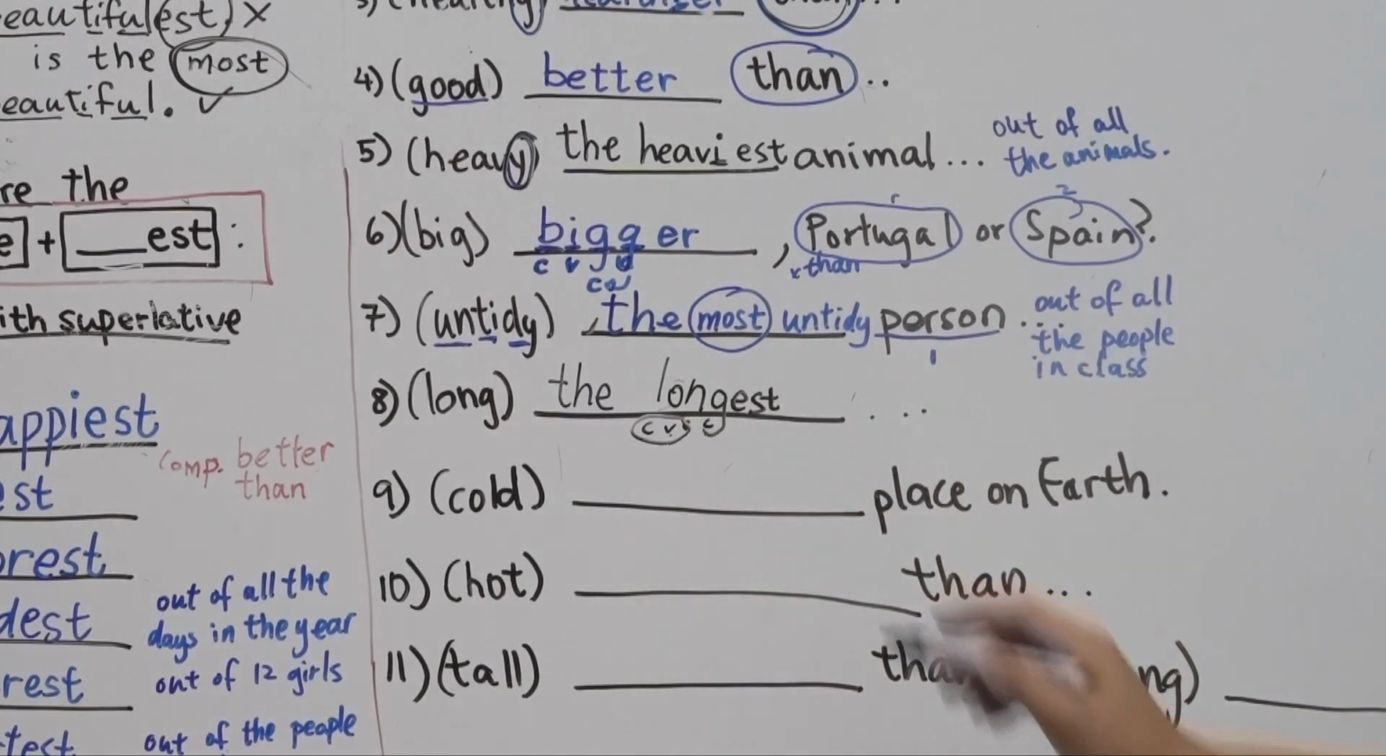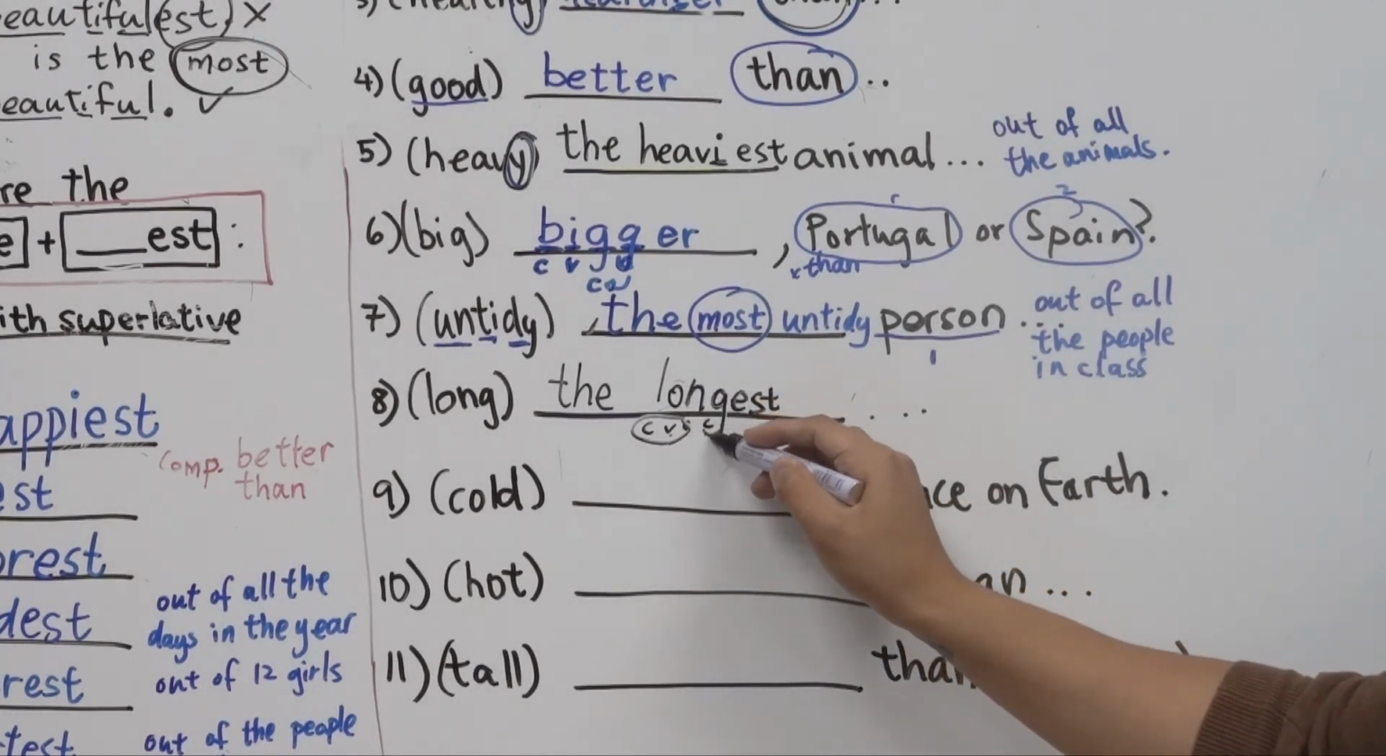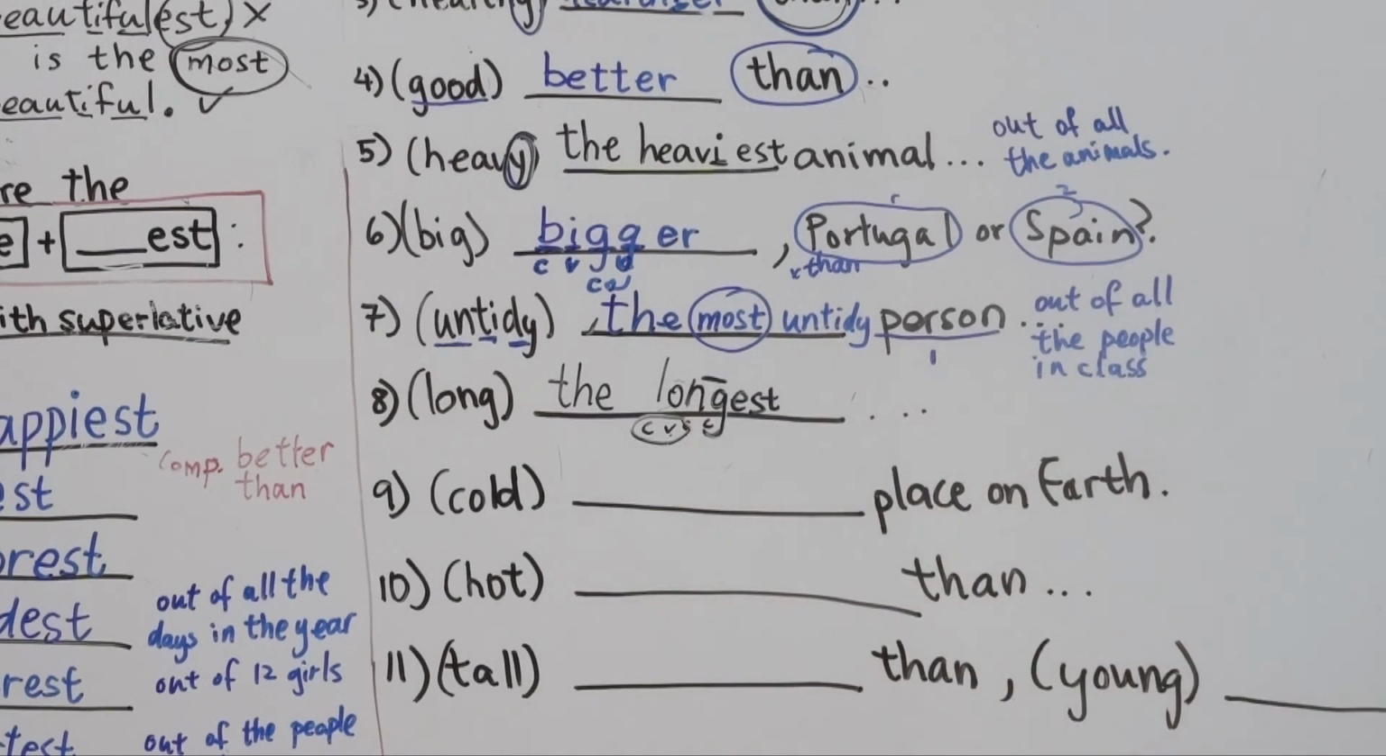Another point to take is this one, okay? So the N and the G here are 1 unit. They are 1 unit. Long, okay? Longest.